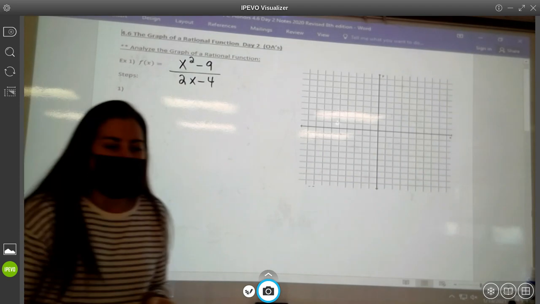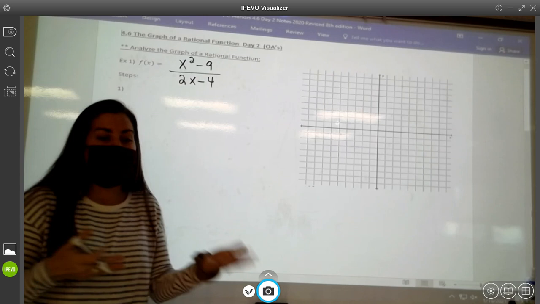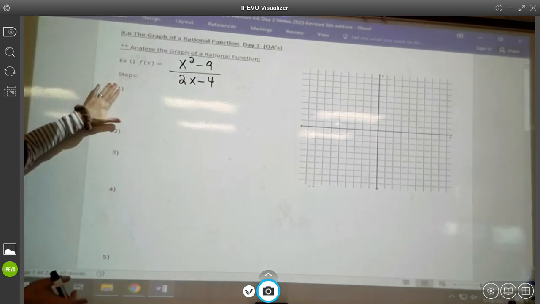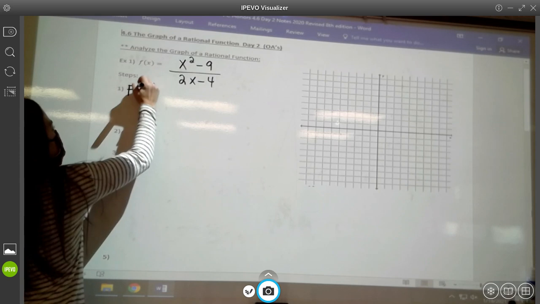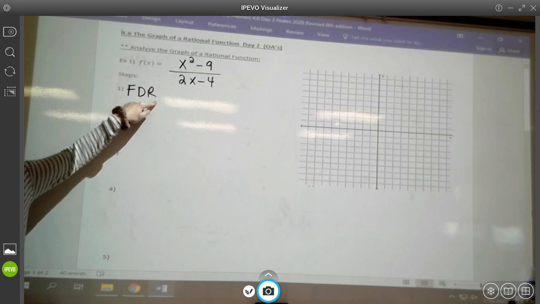Okay. All right, so again, these rational functions, they are fractions. So being a fraction and the fact that we don't want to divide by 0, it creates restrictions on the graph. So number one, our first step is always f, d, r. Factor, find your domain, and then you're allowed to reduce it.